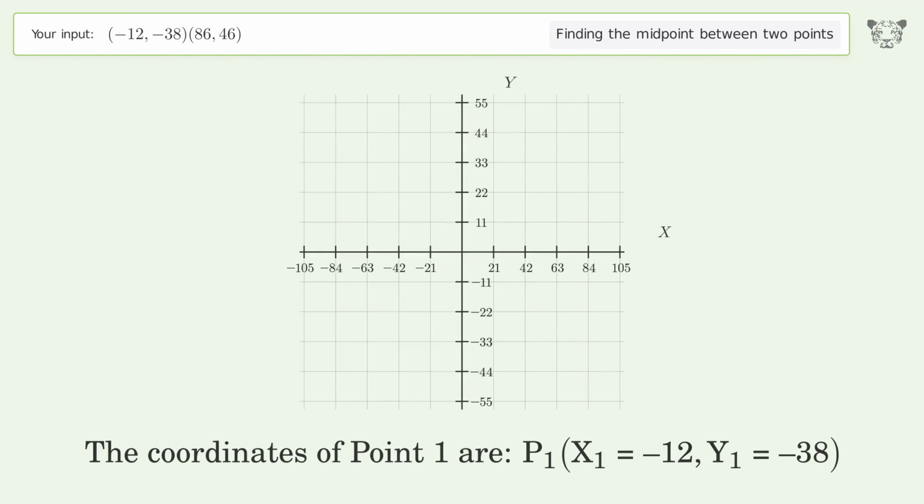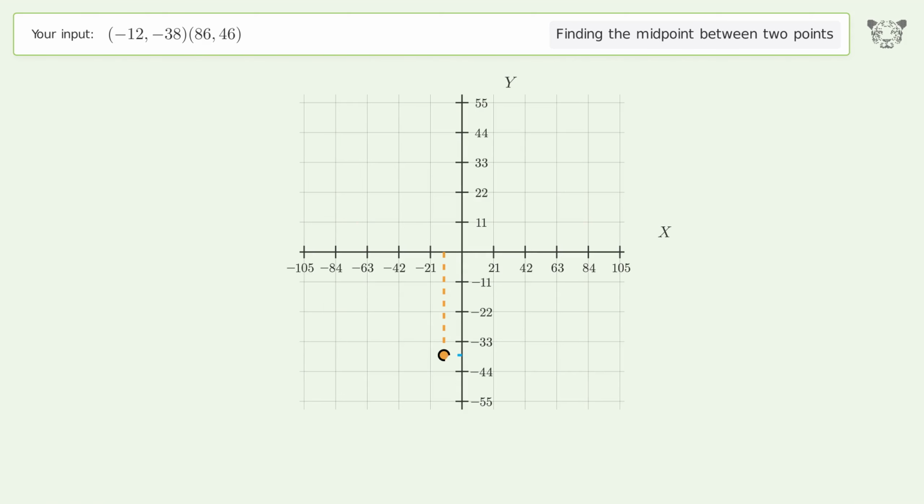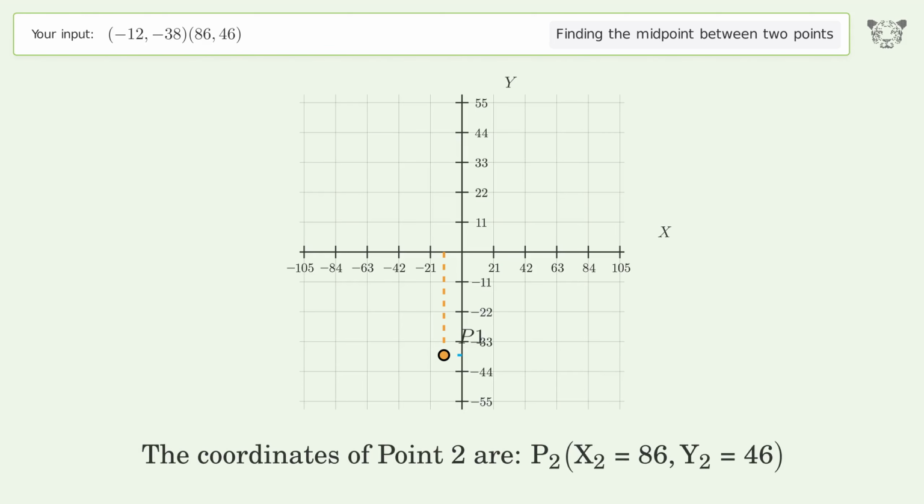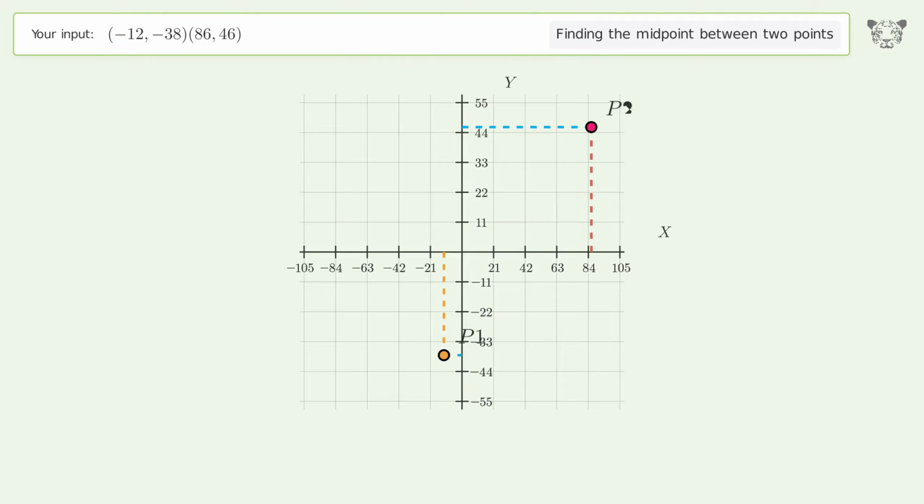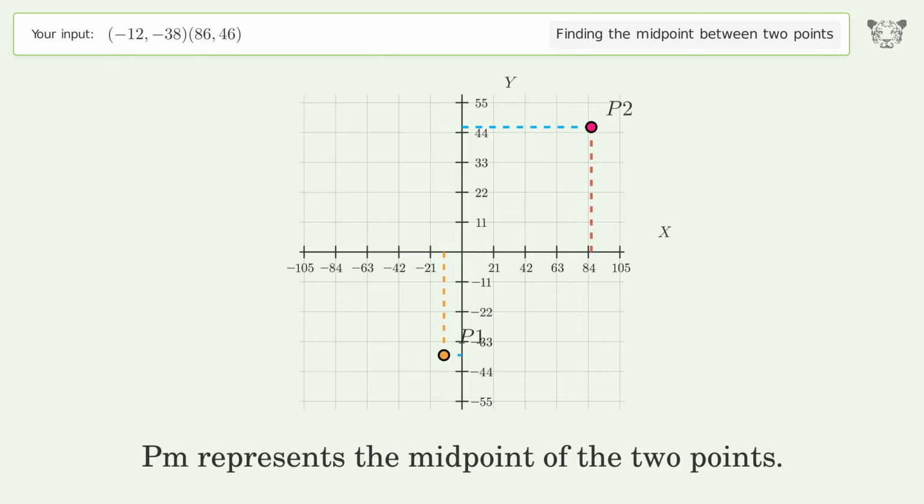The coordinates of point 1 are x1 equals -12, y1 equals -38. The coordinates of point 2 are x2 equals 86, y2 equals 46. PM represents the midpoint of the 2 points.